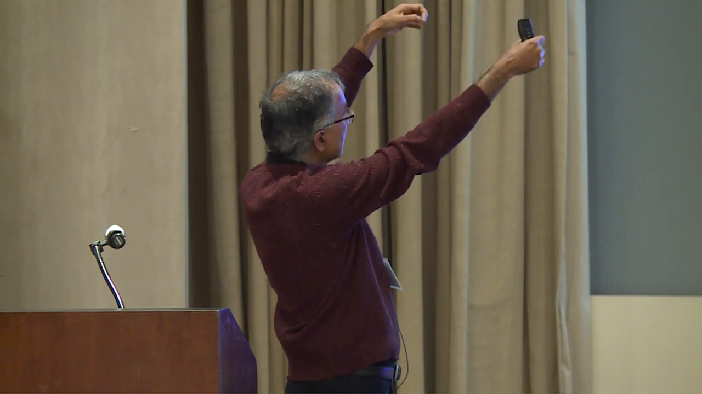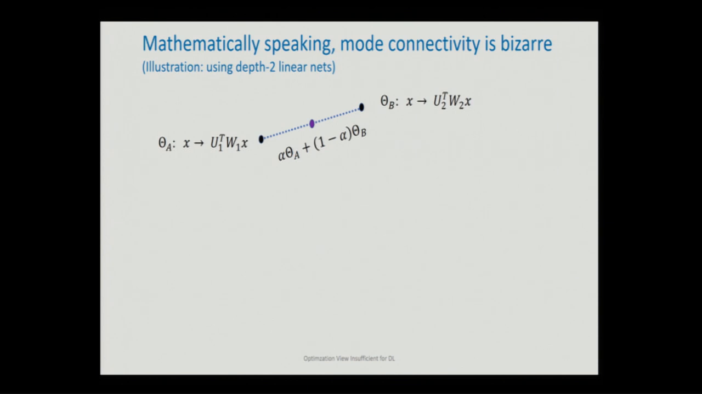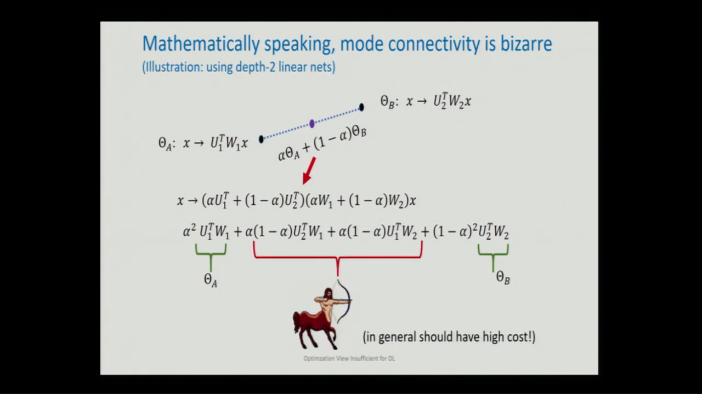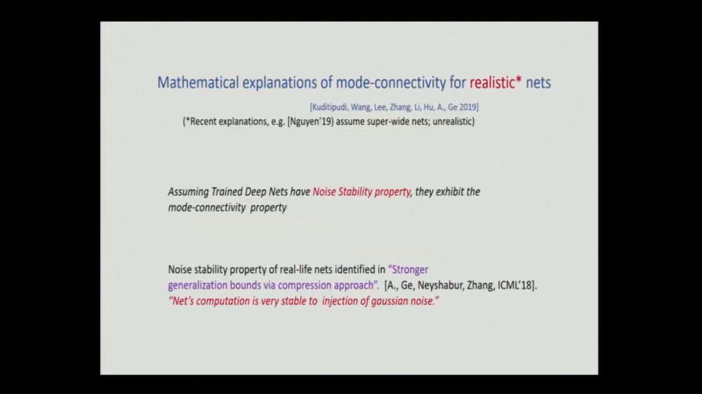But let me first, I guess I won't get time to give you the theory, but let me just finish by saying why this mode connectivity problem is so bizarre. Let's just do it with any two-layer nets, U1, W1. There are two nets, theta A and theta B. And I just want to show you that this process of connecting them with a line is really bizarre. These are two nets that were trained separately. And the line joining them is like this, in parametric form. Each point on this line is also a deep net. And if you open up this parametric form, you get these kinds of terms. The first term is like the first net. The second term is like the second net. But the in-between terms are the hybrid terms, the top of one net on top of the bottom of the other. And that's a nonsensical net, because these nets were trained separately. So why should this, in general, have low cost? And so that's the mathematical mystery.